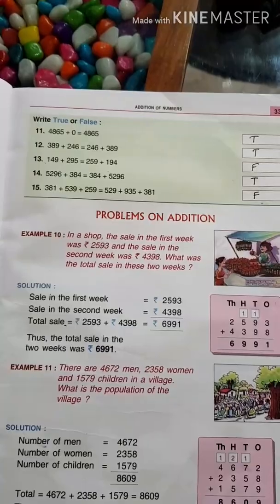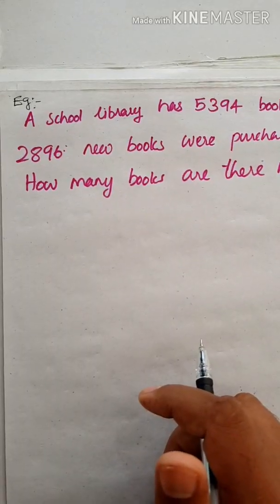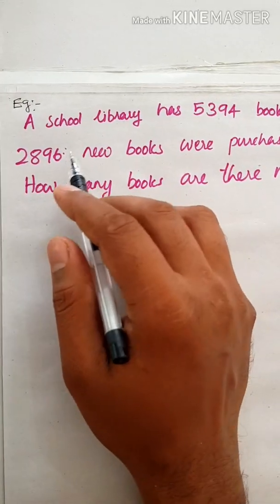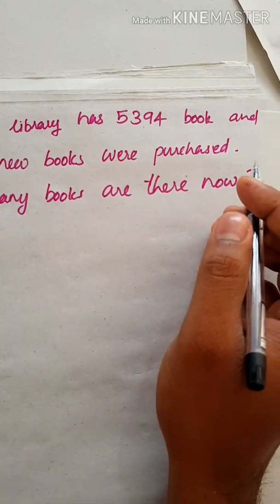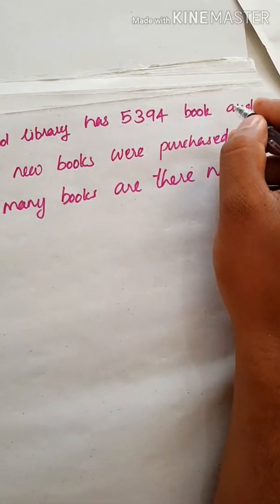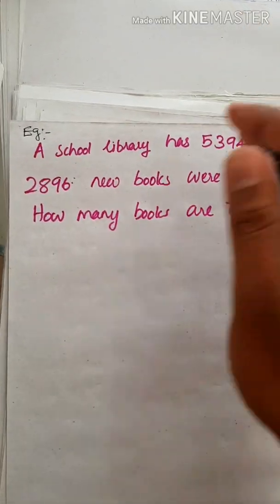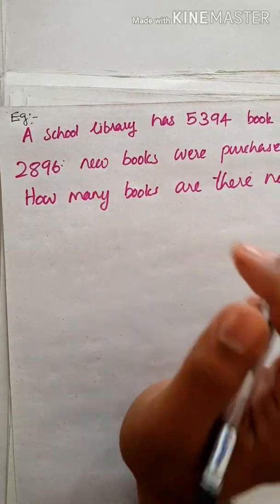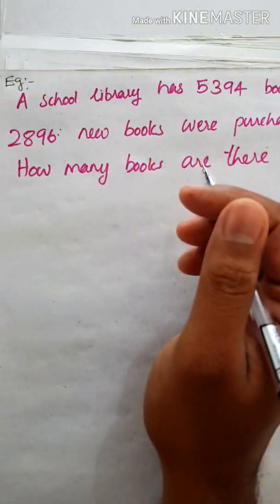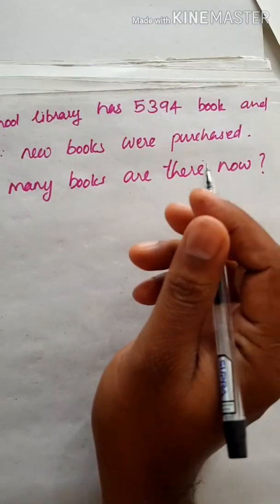Okay students, let us look at an example. This is the example. A school library has 5,394 books and they purchased, means 2,896 new books were purchased. How many books are there now?